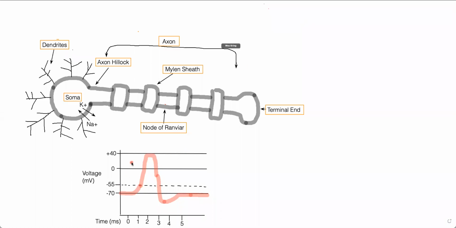All right, so as you can see here, I'm going to be talking about the neuron, the axon, and how a signal or an action potential travels on the axon. But first off, I'm just going to talk about an action potential itself and how it forms.